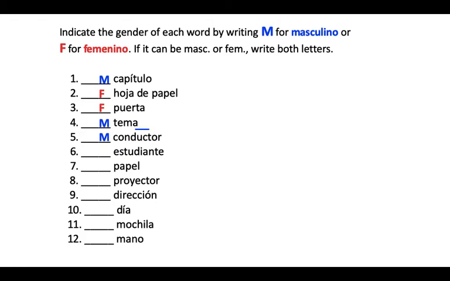Estudiante. Trick question, masculino o femenino? Papel. El papel, masculine. Proyector, masculino. Dirección. Take a look at that ending. This is a general rule. Femenino, la dirección. How about día? Yep, one of the exceptions. Masculino. Mochila. Femenino, la mochila. Mano. One of the exceptions is a feminine word that ends in O.